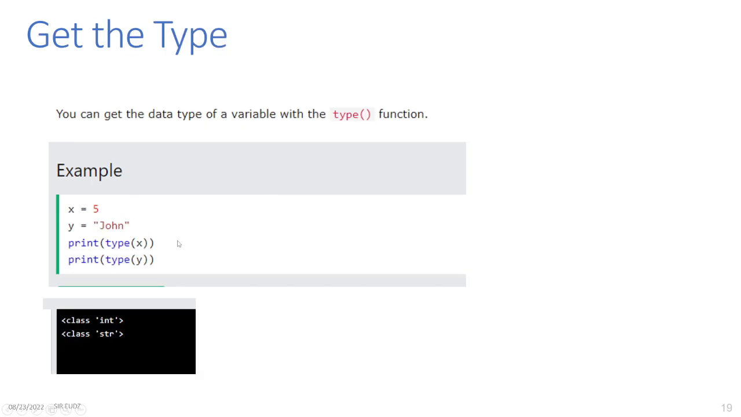How do we get the type? So you can get the data type of a variable with the type function. So x equals 5, y equals John. So print type x. So it will say class int. So that means it is integer. Print type y. So it says here class str. So that means it is a string.